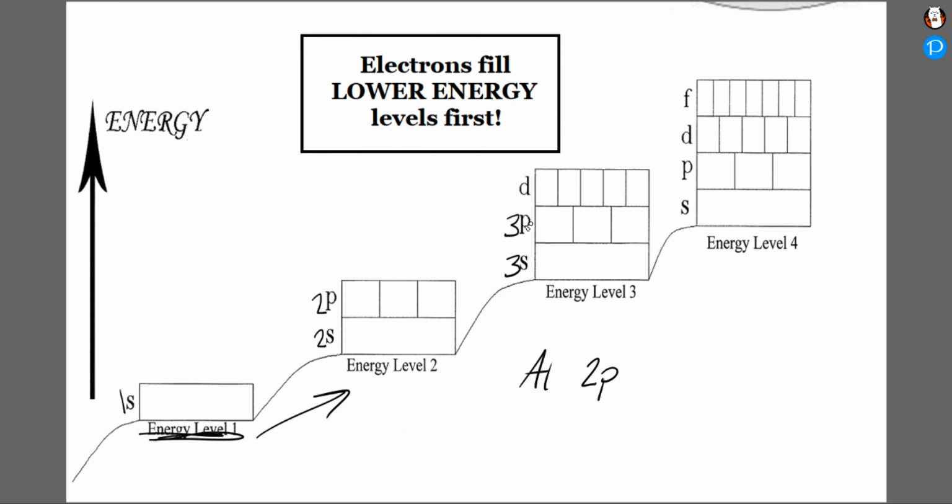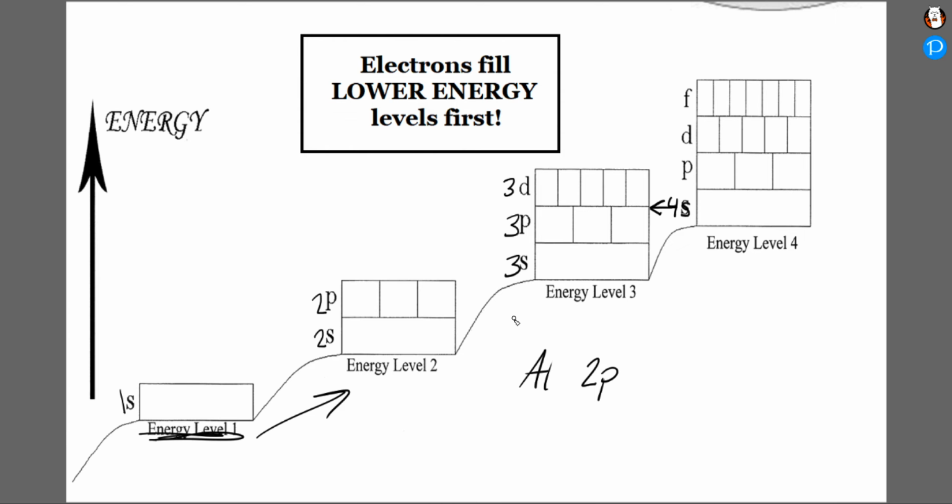But notice what happens right here. Instead of going right from 3p to 3d, this one is put right in between. The energy is actually in between these. That's because the 4s sublevel is actually lower in energy than the 3d one.